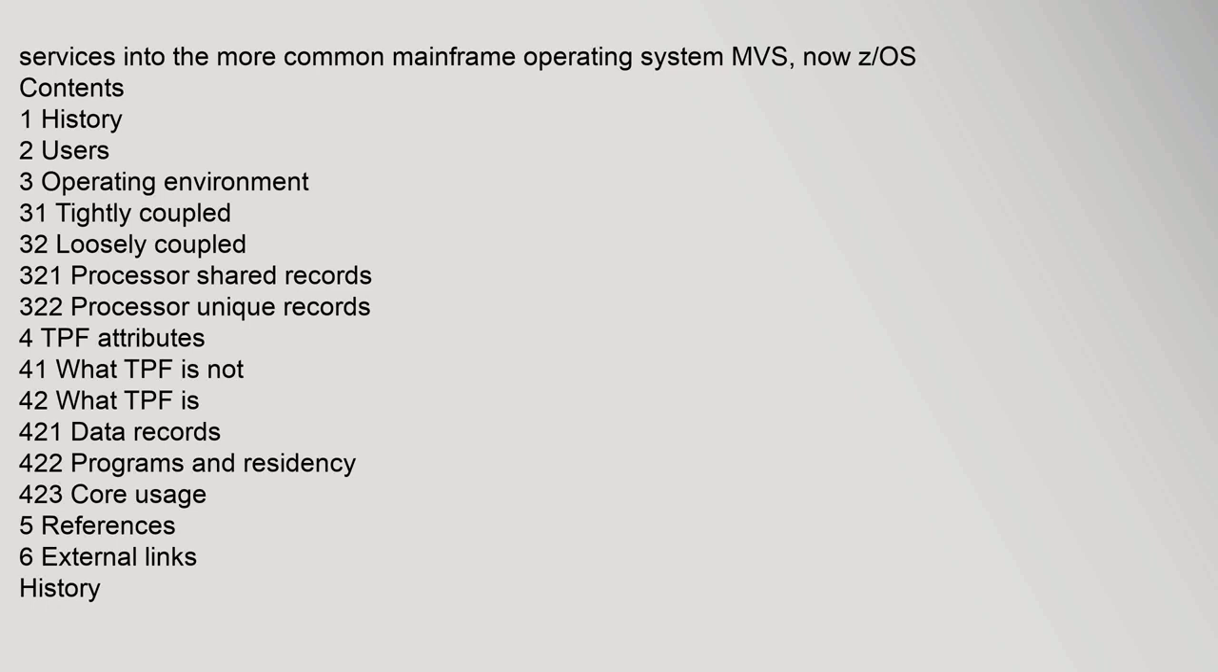Contents: 1 History, 2 Users, 3 Operating Environment, 3.1 Tightly coupled, 3.2 Loosely coupled, 3.2.1 Processor Shared Records, 3.2.2 Processor Unique Records, 4 TPF Attributes, 4.1 What TPF is not, 4.2 What TPF is, 4.2.1 Data Records, 4.2.2 Programs and Residency, 4.2.3 Core Usage, 5 References, 6 External links.